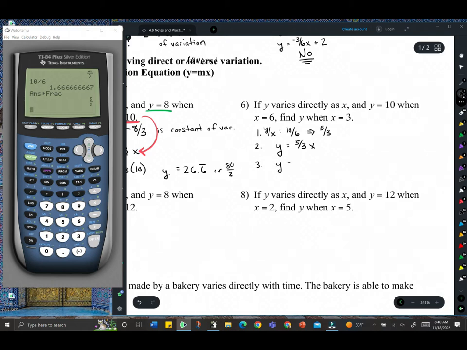So part 3, find y when x equals 3. You're just plugging in 3 in for the x there. And if you were to multiply that out, the 3's are going to cancel. y equals 5. Good deal.